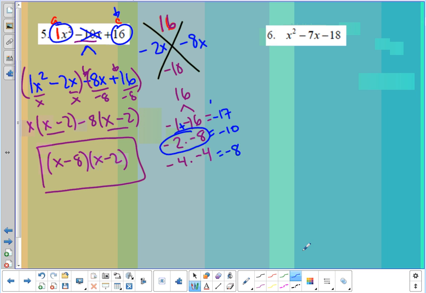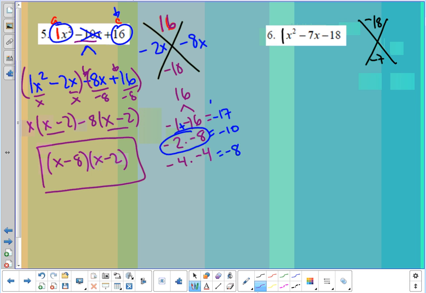So let's take a look at number 6. In number 6, I have 1x squared minus 7x minus 18. Still no GCF to take out, so I'm going to go straight to setting up my factor x. On the top, I have 1 times negative 18, which is negative 18. On the bottom, I have a negative 7. All right, so now I have a negative product.